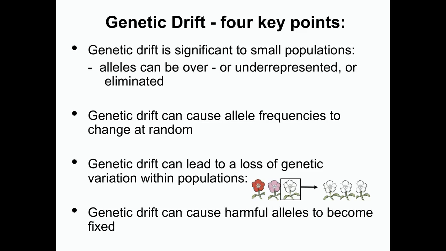It causes allele frequencies to change at random. It can easily lead to loss of variation. So, quick loss of variation. As we saw in the last slide, we got red and white went away. You could easily have had the opposite happen. It can also cause harmful things to become fixed, which is a really interesting thing.